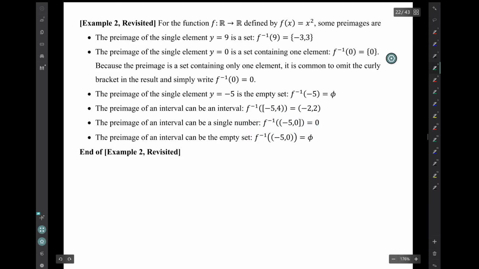And the preimage of a whole interval can actually be the empty set. So consider this whole interval, the interval from -5 to 0 without the endpoints. So this symbol stands for the set of all x's that will cause y values that will come out in that set. Well, that's the empty set, because there are no x values that will cause y values in the interval from -5 to 0 without the endpoints.